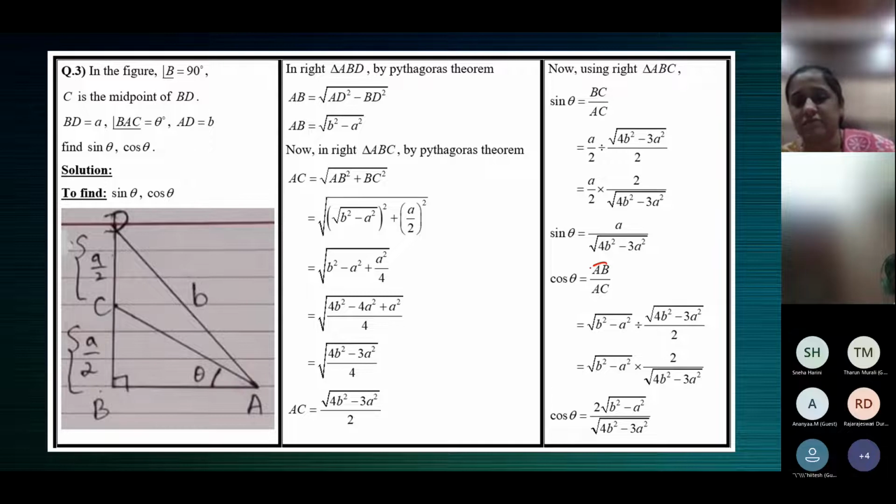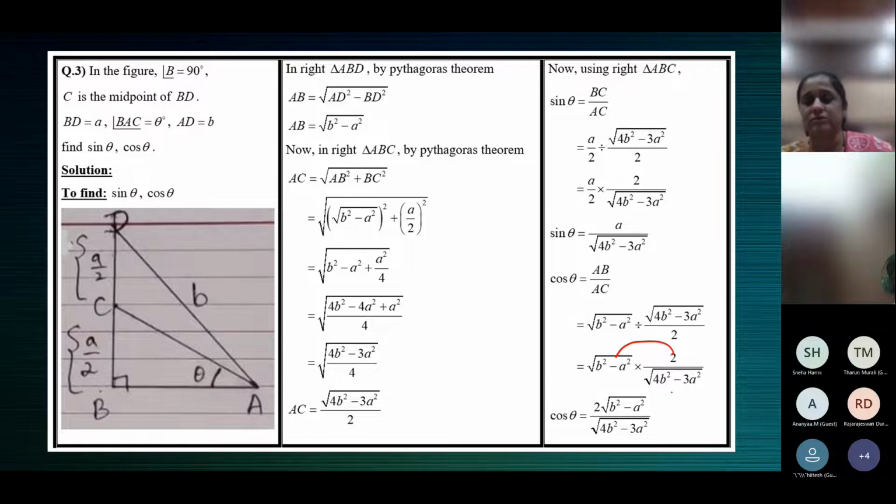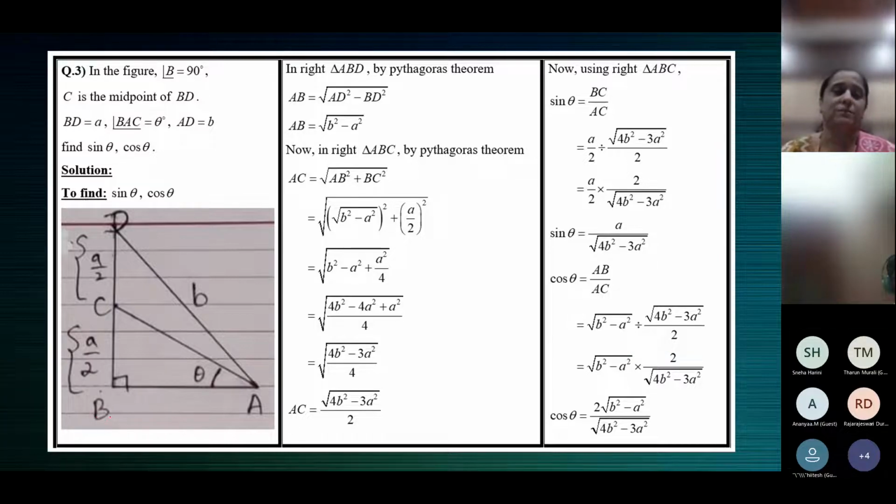Similarly, cos theta, AB is this one. This is AB divided by AC. Next step, division becomes multiplication and reciprocal of this one. Nothing gets cancelled. So multiply the numerators, 2 into this one. So 2 root B square minus A square by the denominator. So this is how you find the value of sine theta and cos theta.